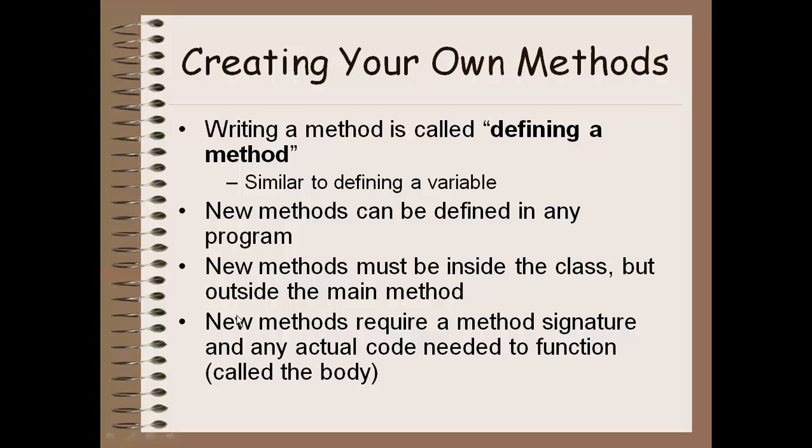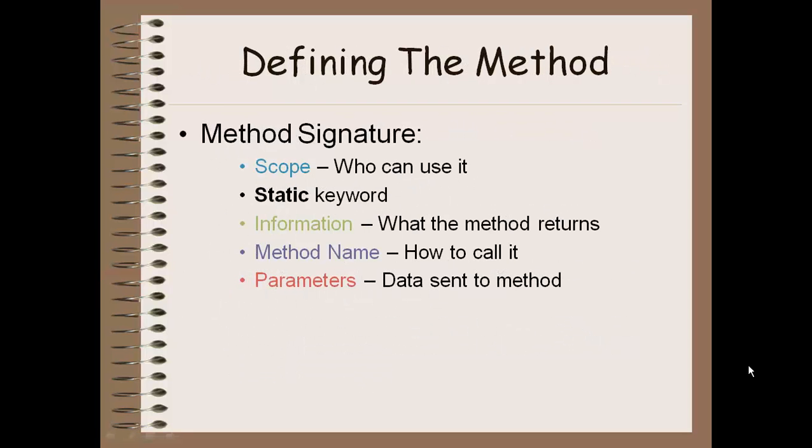New methods also require a method signature and any code needed to function. We call this the body. So how do you deal with the method signature? Method signature has 5 parts. The scope, which outlines who can use it. A keyword static, which I'll explain in a minute. The information of what the method is going to return, and in this case we're talking about commands, so we're going to return nothing or void. The method name that we're going to use to call the method and be reused later, and just like any other method or variable, it needs to be unique within the program. And then finally, any parameters that are required for this particular method to be run.